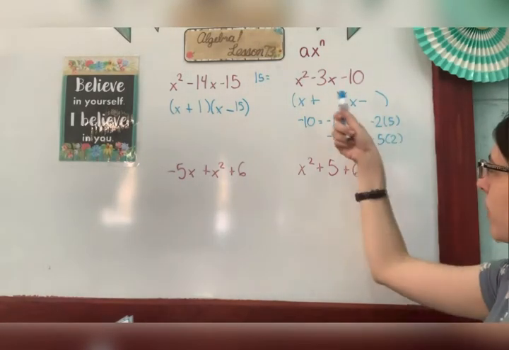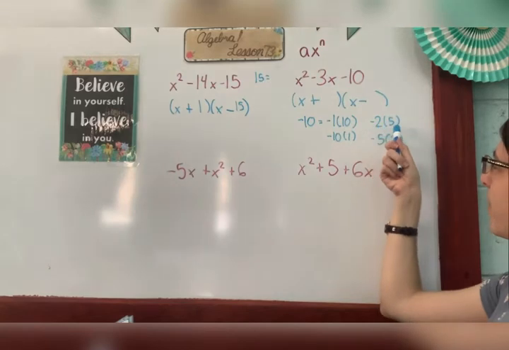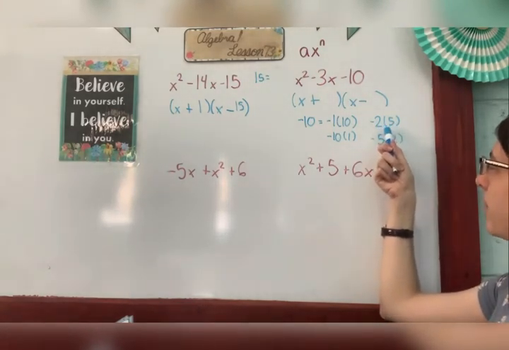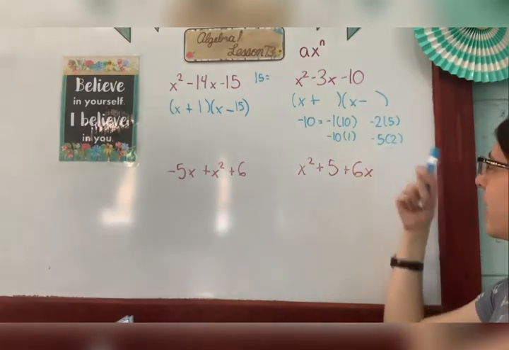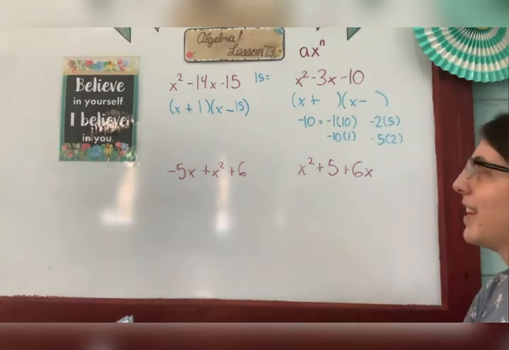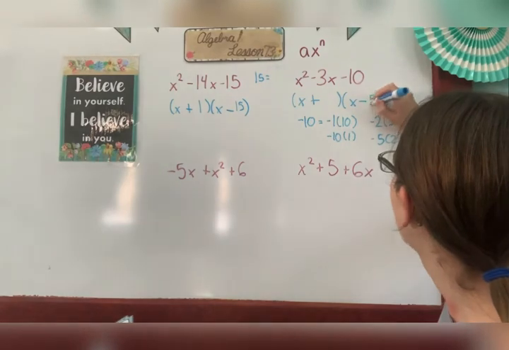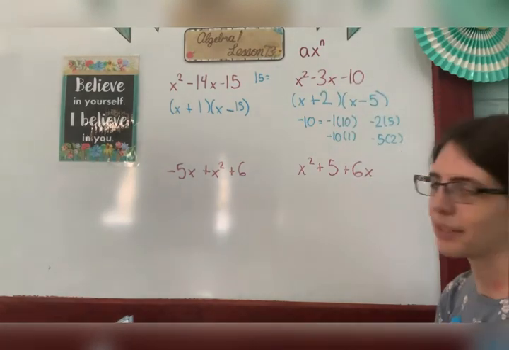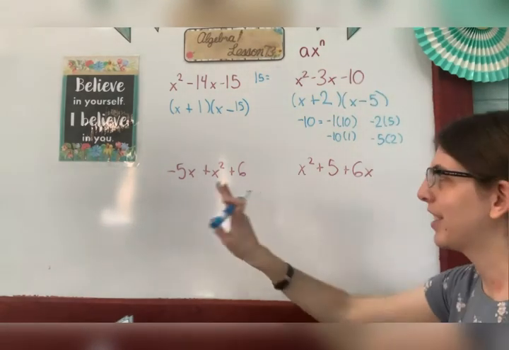Let's see, I'm looking for 3, so I'm going to start over here. Negative 2 plus positive 5 is positive 3, but I'm looking for negative 3. Negative 5 plus positive 2, that's negative 3. So it would be x plus 2 and x minus 5. All right, let's look at the next one.